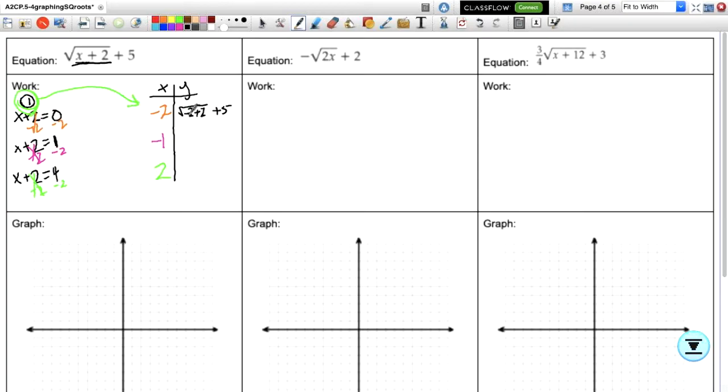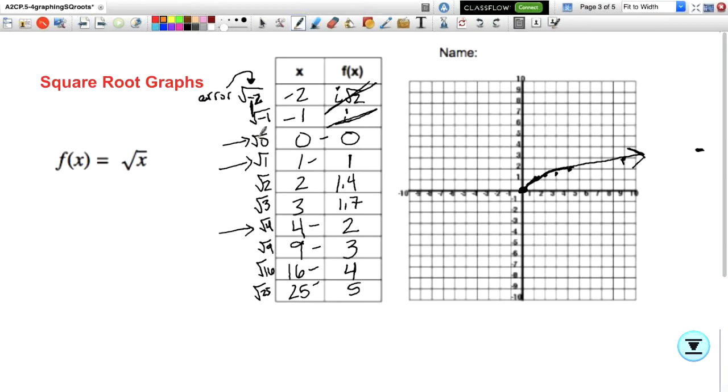Well, the square root of negative 2 plus 2 is the same thing as the square root of 0, and the square root of 0 is the same thing as 0. And 0 plus 5 gives me my answer for my y. My answer for my y is going to be 5. So I'm going to go over negative 2, up 1, 2, 3, 4, 5. That is the first point, okay? Remember, because it was a 0 underneath the root, that's going to be the first point where things exist.